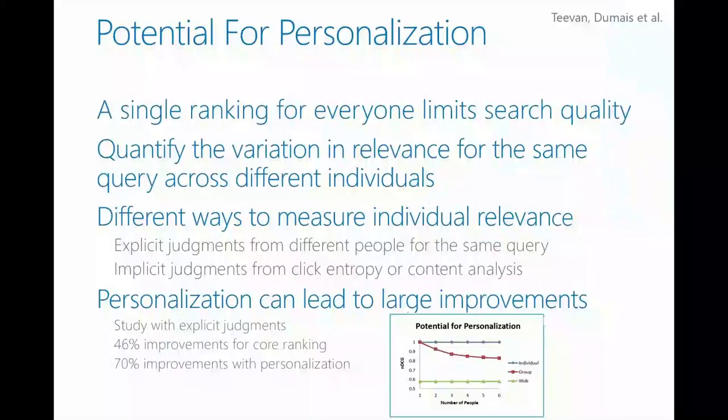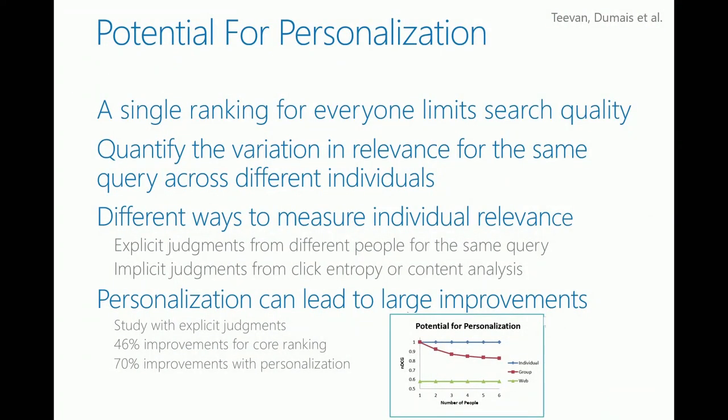You can do it through content analysis. There are a variety of ways of doing it. And we did some studies where we did explicit judgments for a large number of queries. And what we found is that you can get a 46% improvement. So this is the ranking, we'll say, of modern web search engines. This is what you get if you individualize. There's a 46% improvement that you can get here. And there's another 24% if all you do is personalize with whatever current ranking system is. So there are fundamental limits as to how high this can go.